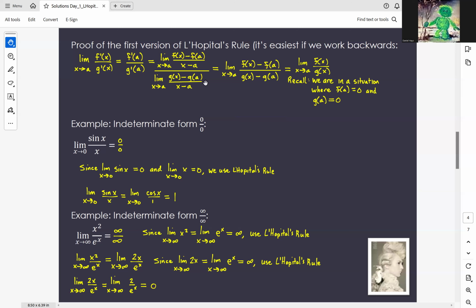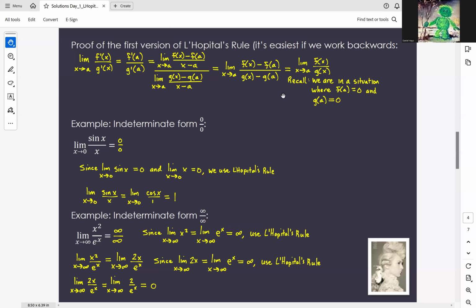With this new ratio of limit definitions, we can do some simplification. The x minus a's drop out of both top and bottom, bringing us to this next step over here. This is where it's important to remember that we're working under a condition where both f of a and g of a are known to be 0. So we can effectively remove those two terms, and all of a sudden, we're done with the proof. We now have our original limit is equal to limit as x goes to a of f of x over g of x.